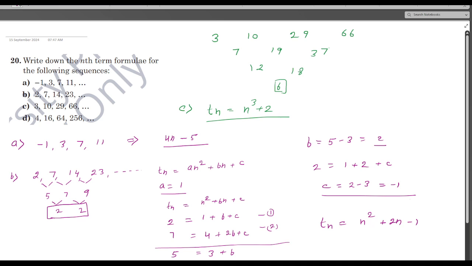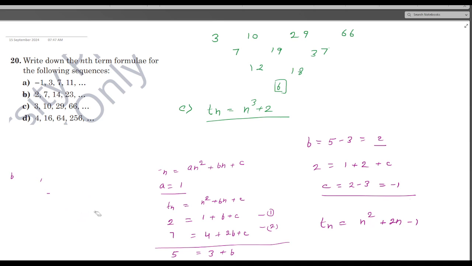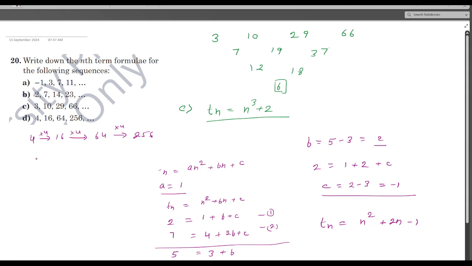And last, the fourth one, D. It is 4, 16, 64, 256. So it's quite straightforward. You can see that every time we are multiplying by 4. 4 multiplied by 4 gives 16, multiplied by 4 gives 64, multiplied by 4 will give you 256. So we will say that it is of the form 4 power n. This is your Tn, the nth term.